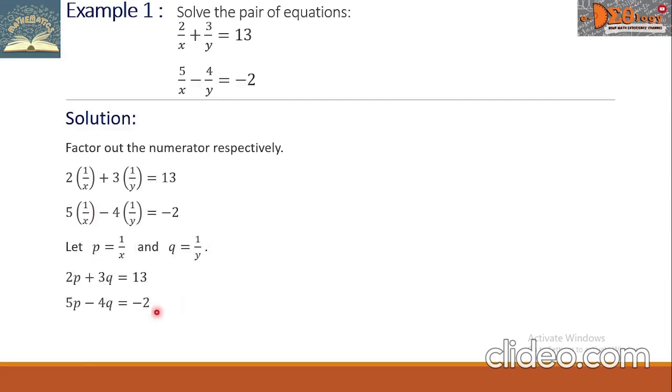The equations become like this. 2p plus 3q equals 13. 5p minus 4q equals negative 2. Then let us solve for p and q respectively, using any method.